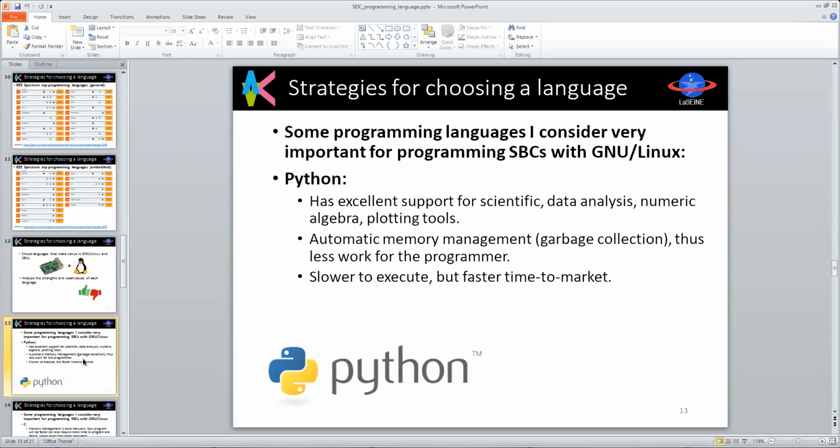I think the most important point is it has excellent support for scientific data analysis, numeric algebra, and plotting tools. So in the scientific community and data analysis community, it has a lot of popularity. But it started to get this popularity simply because of point number 2, that it does automatic memory management, more technically called garbage collection. That means it does some work for you that you would have to do manually in languages like C, C++. It means less work for the programmer. The counterpoint is it will feel slightly slower to execute, but it has a very good time to market.